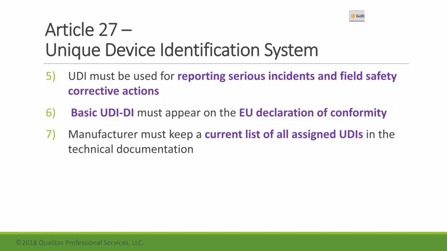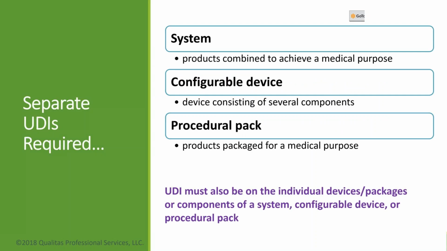So separate UDIs per the MDR are required for certain systems. A system is a product that's combined to achieve a medical purpose. You put things together, and a separate UDI is required for those products within that system. A configurable device is a device consisting of several components, and you need separate UDIs for each one of those. And then your procedural packs, products that are packaged for a medical purpose, you need UDIs for those as well. So you'll have it at the system level, and then all the individual items within the system, the configurable device, or the procedure pack.